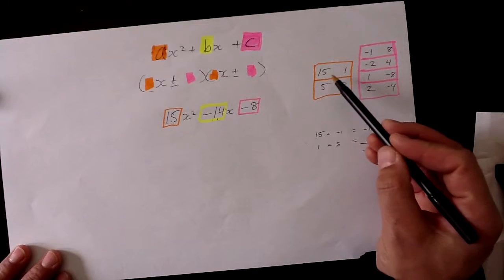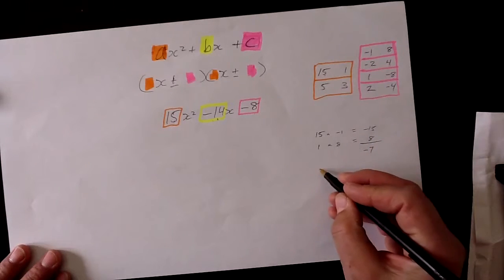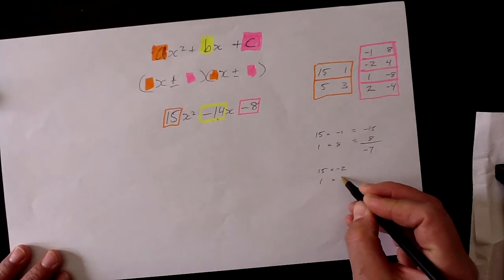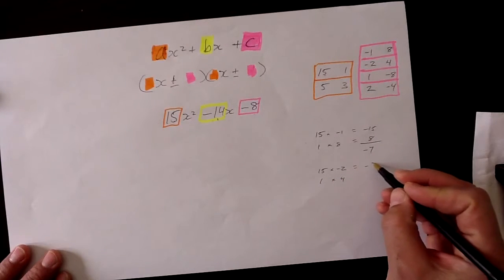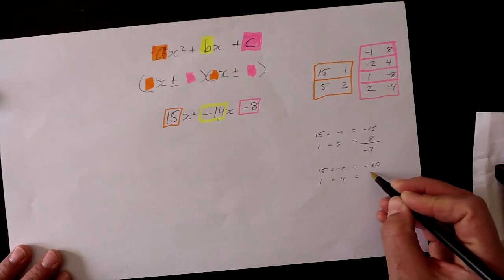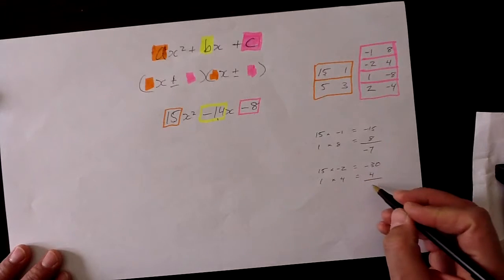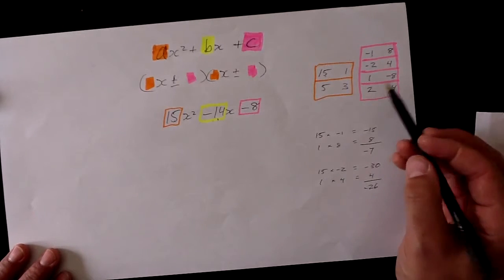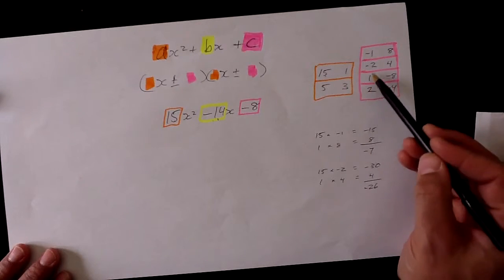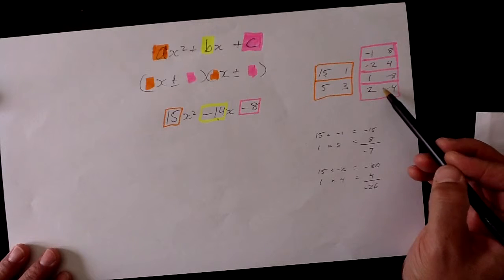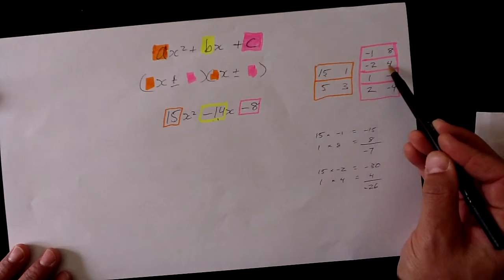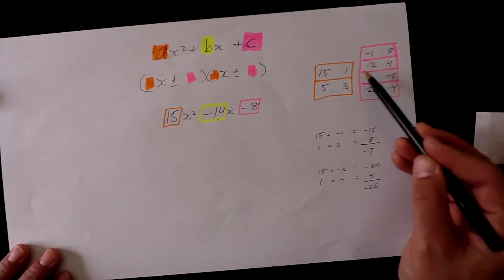So let's try the next one, 15 times negative 2, and then 1 times 4. Well, that equals negative 30, and this equals 4, and so we end up with negative 26. That's not what we're after either. So I'm just going to do some of this in my head and see if I can figure something out that makes sense. 5 times negative 2, that's negative 10, 3 times 4 is 12, that's plus 2, that's not going to work.